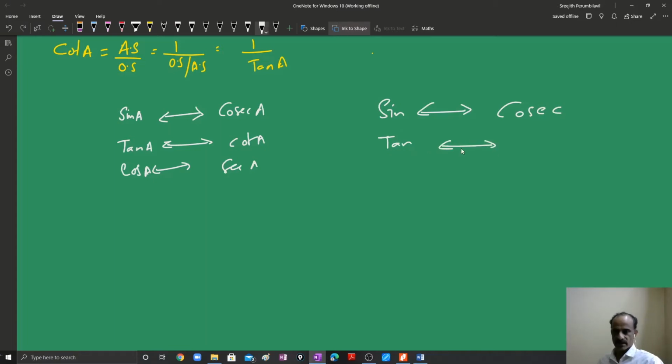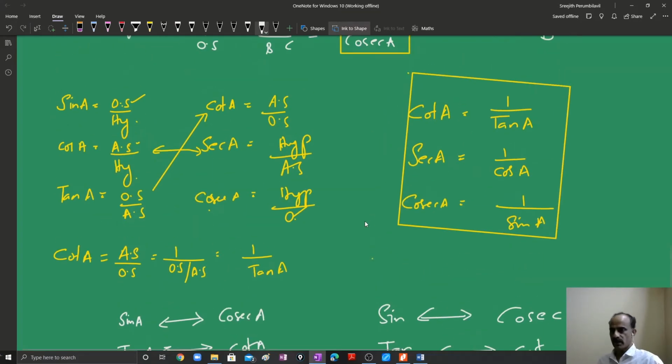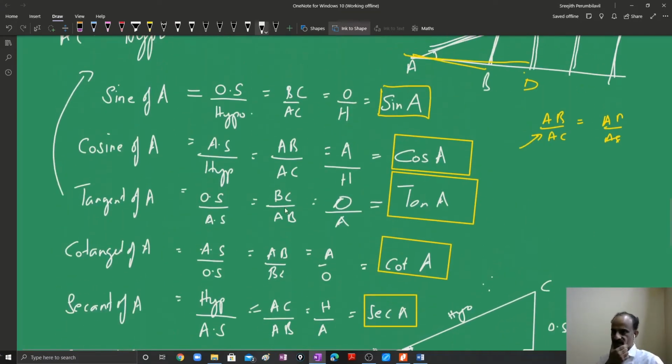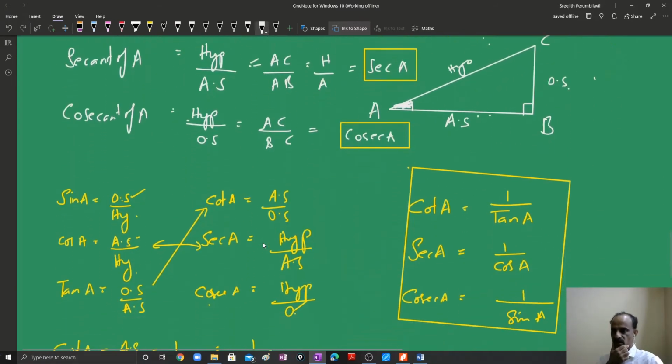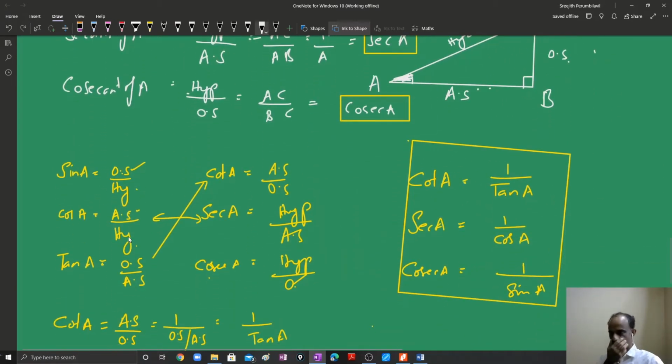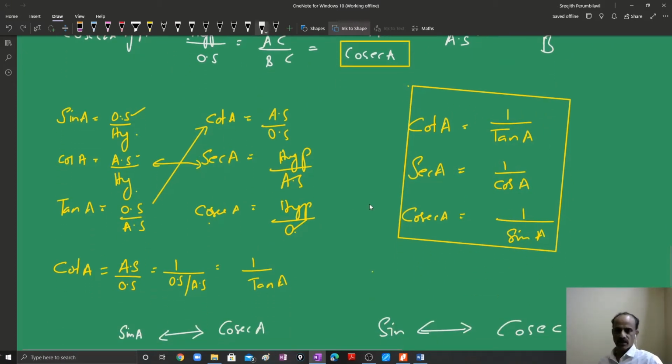Without angle, we can say tan and cot are reciprocal, and cos and sec are also reciprocal. When you look at this, it is evident here. Sin A and cosec A, cos A and sec A, cot A and tan A, they are reciprocal of one another. From this we can write one more thing.